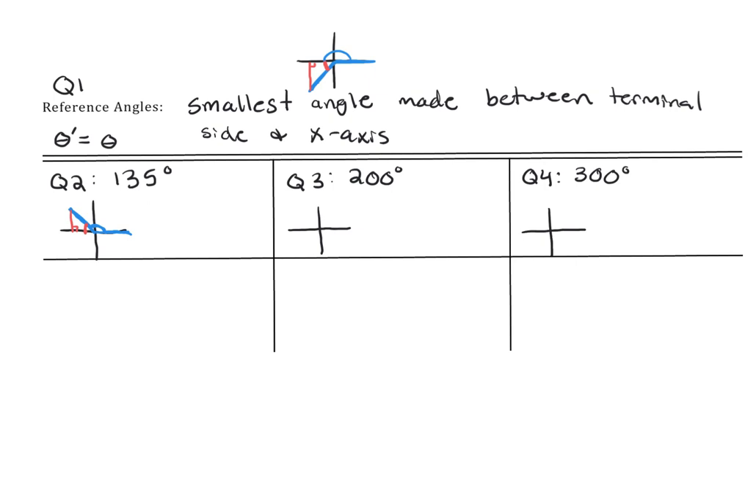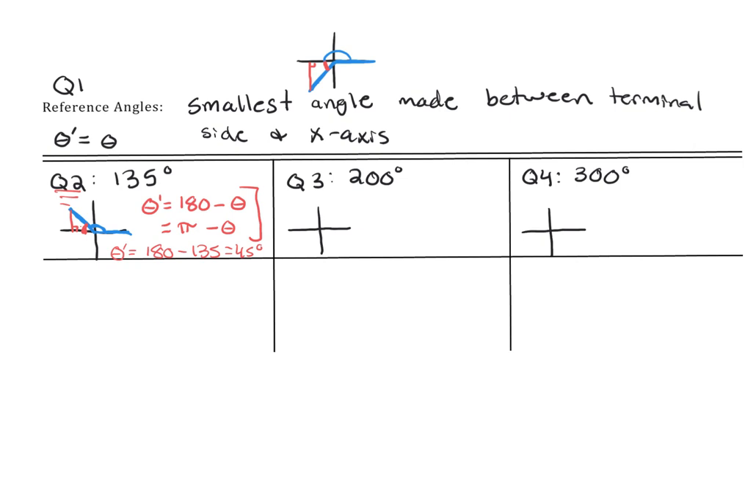To do that, we would just do 180 minus our angle measure. So to find the reference angle, it's just 180 minus 135. If we were doing radians, it would just be pi minus theta. So you're going to use this formula anytime you're in quadrant 2. So our reference angle is 180 minus 135, which is 45 degrees. So this angle right there is 45 degrees.